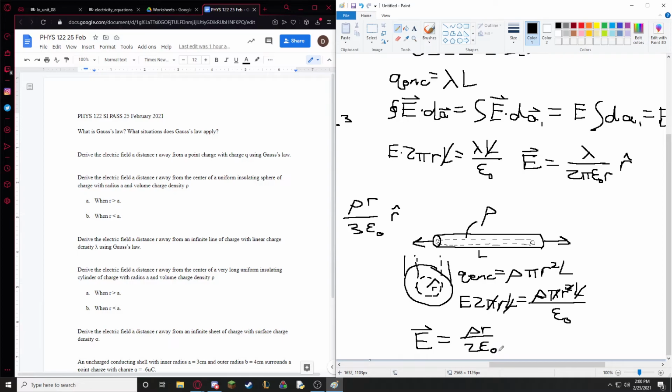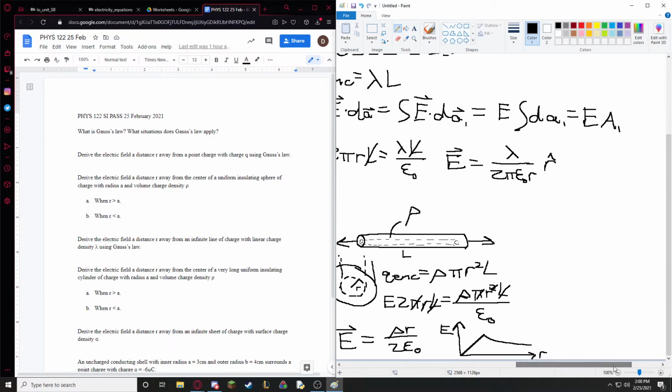So once again, if we were to graph our electric field as a function of r, it's going to linearly increase until we get to the radius of our cylinder, and then it's going to decrease as a function of, instead of 1 over r squared as before, 1 over r. Does anyone have any questions about this?